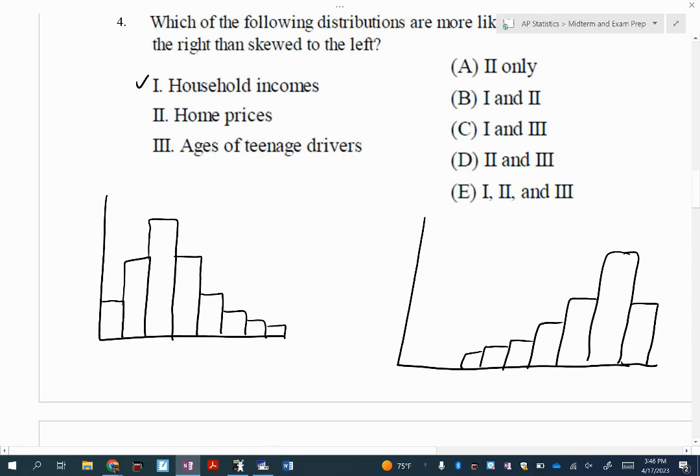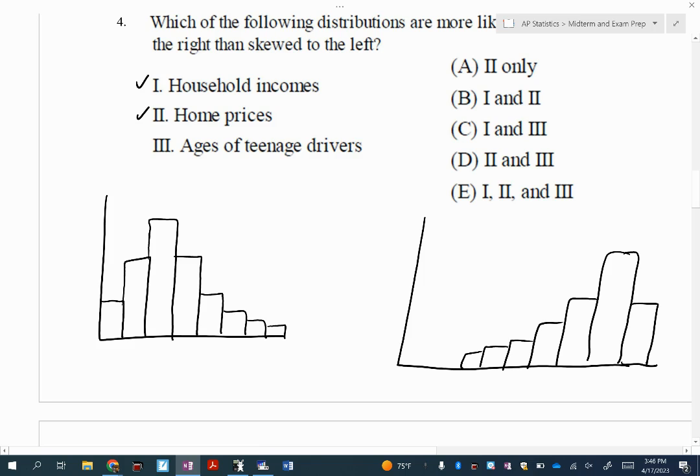What about home prices? I know you probably don't necessarily know much about this. Which one? But where are most home prices? Around a certain area, with a few that are expensive? Because if you choose this one, you're saying most of them are really expensive with a few that are not. I would argue it's this one as well.